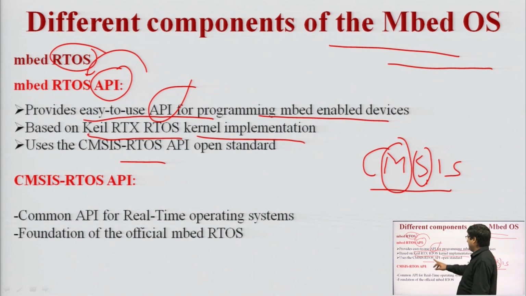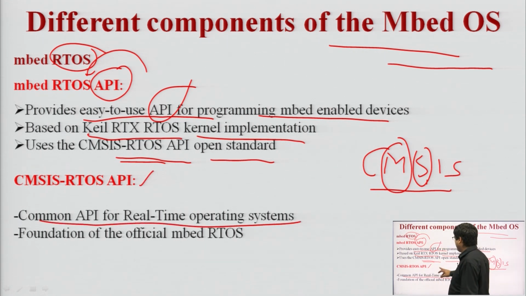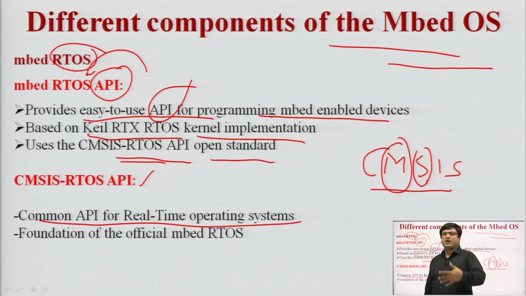So it also has the CMSIS RTOS API, an open standard. The CMSIS RTOS API basically has a common API for real time operating systems. It is a common API, which means that everyone can use it for every application. It is not that you can only run the API for a few particular applications. For every IoT based application you can run your RTOS API. It is common to all.